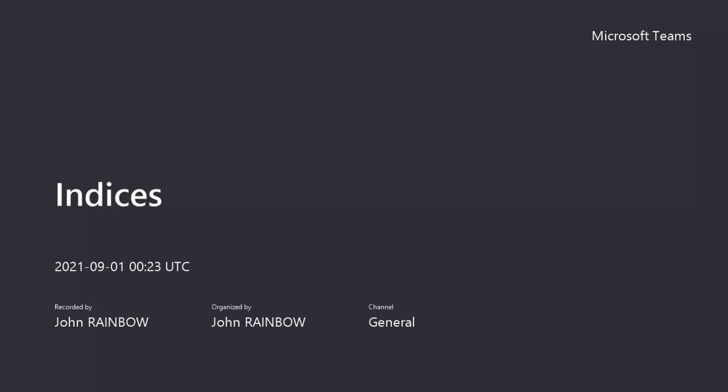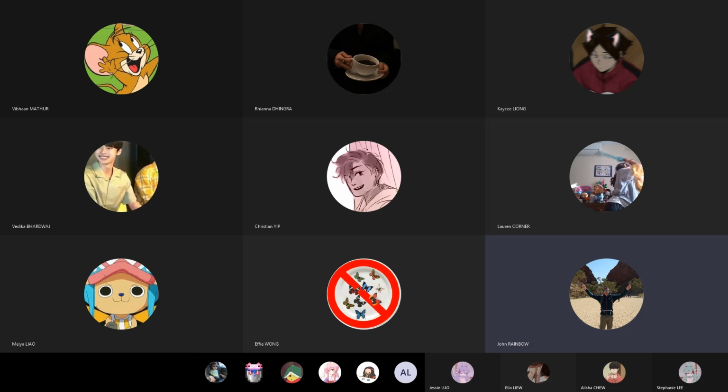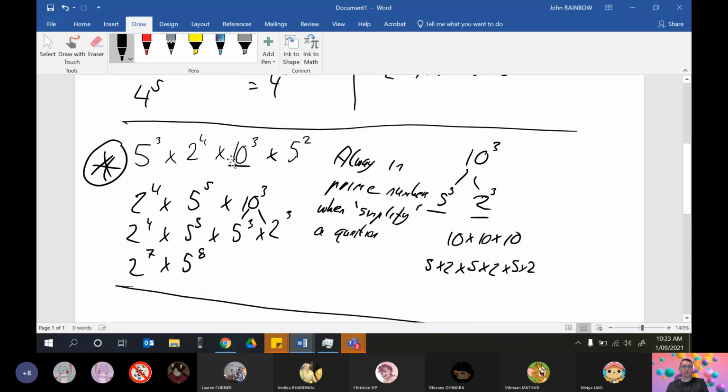We're at the first index law. So always, when you're simplifying expressions, write them in prime numbers. So 5 to the power of 3 times 2 to the power of 4 times 10 to the power of 3 times that. You can add these numbers together because it's obviously 5 times 5 times 5 times 5 times 5. So that makes it 5 to the power of 5, 2 to the power of 4, 10 to the power of 3.